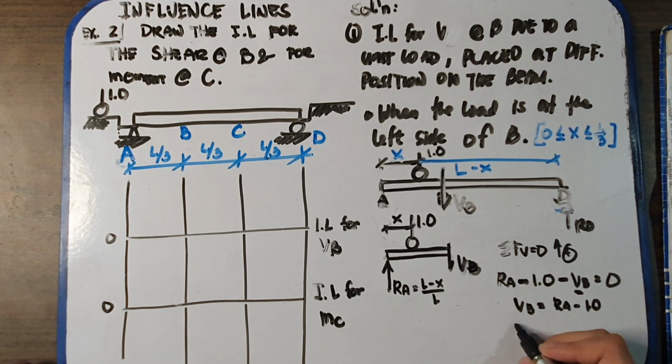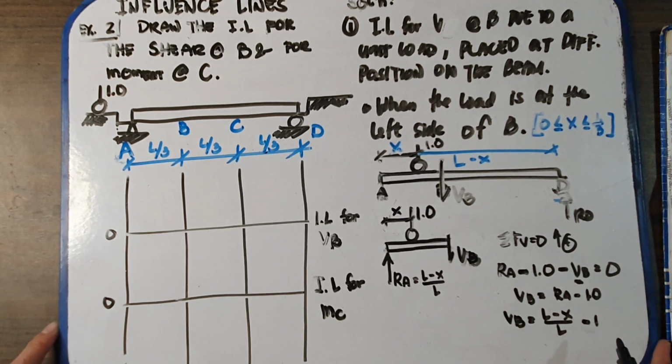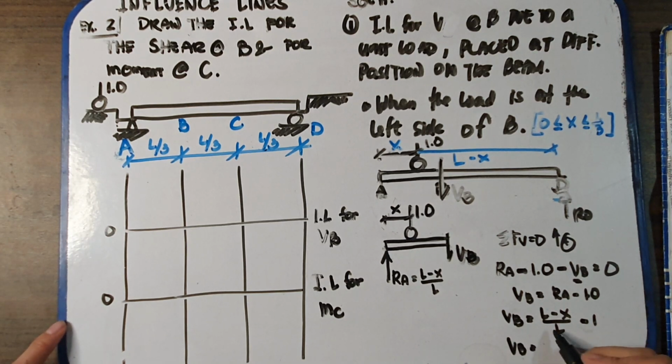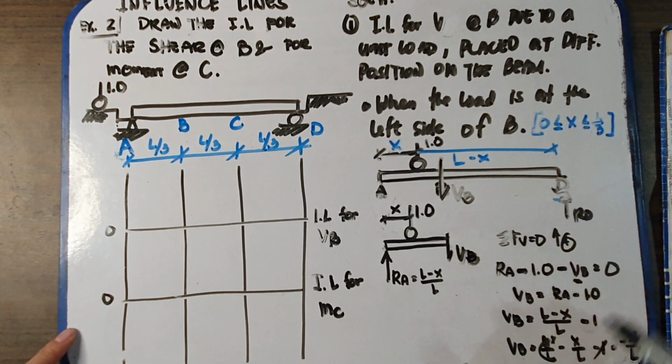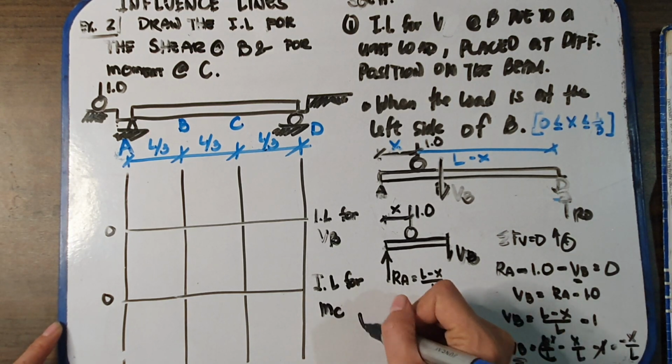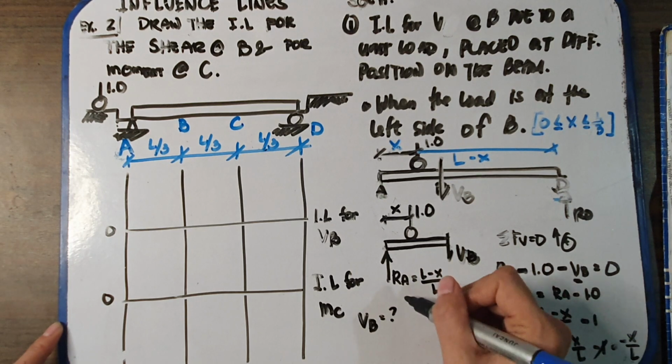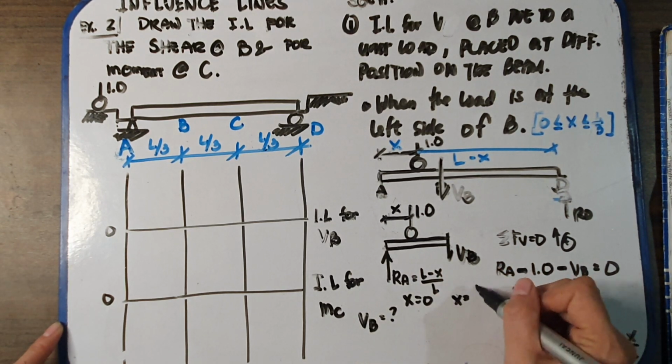So, since RA is given, we have shear B is equal to L minus X all over L minus 1. So, kung aayusin natin yan, we have shear B is equal to L over L minus X all over L minus 1. So, this is 1. Diba? So, 1 minus 1 is cancel. So, therefore, our shear B is simply negative X all over L. So, ito yung gagamitin natin na formula para makuha natin yung mga limits natin dyan. Para makuha natin yung value ng VB gamit yung limit. So, VB is unknown when X is equal to 0 and X is equal to L over 3.